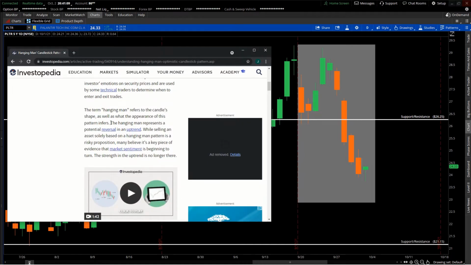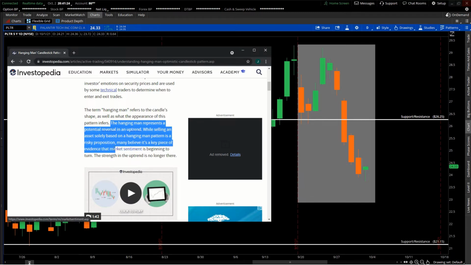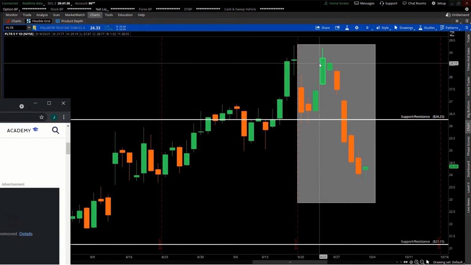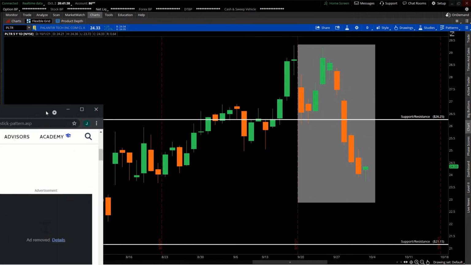Here it says, the hanging man represents a potential reversal in an uptrend. While selling an asset solely based on a hanging man pattern is a risky proposition, many believe it's a key piece of evidence that market sentiment is beginning to turn. The strength in the uptrend is no longer there. So, was there an uptrend? Yes. Also, there was this double top, right?